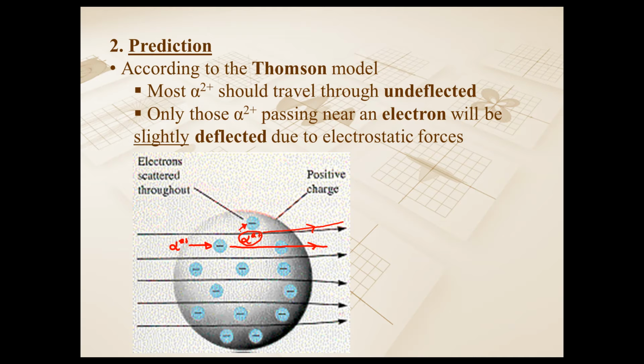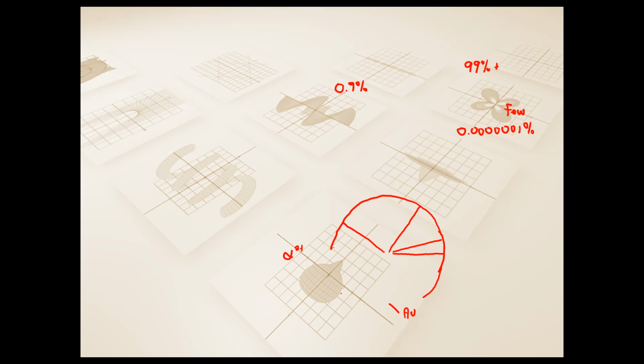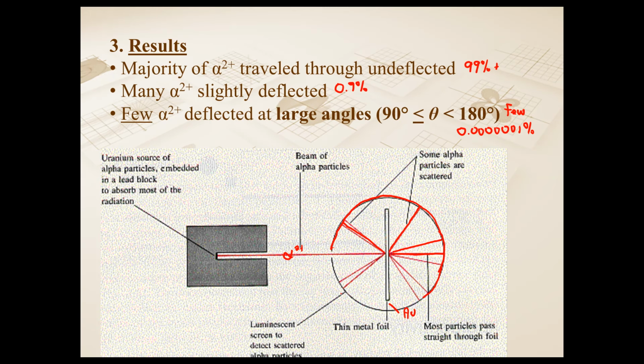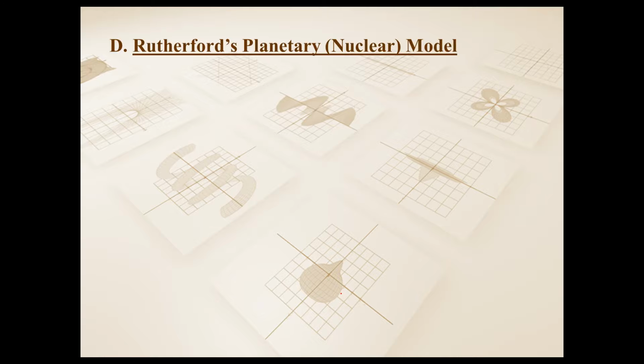So there's no way that this model can be correct because it can't account for this 0.00001% of my alpha particles that are bouncing back. So this is where the Thomson model fails. It cannot explain these major deflections. Okay, so let's look at Rutherford's model, which does explain why there are these deflections.